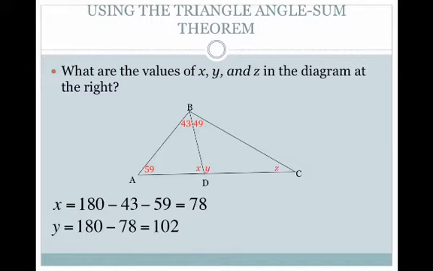All right, so now that I know angle y, I can look at the other triangle that makes up the large triangle, which is BDC, and I know angle y is 102. So I can now use the triangle angle sum theorem to take 180 minus 49 minus 102 to give me z, which is 29. So it's just building on the diagram.